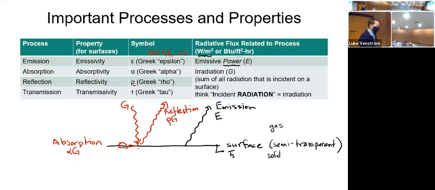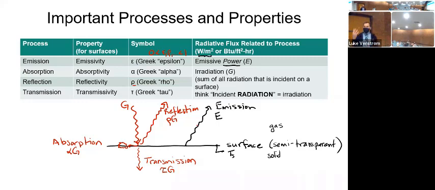The third possibility is that the energy just moves through the surface. That's called transmission. And the amount that's transmitted is given by the transmissivity. If you multiply by G, that is the transmitted energy, tau times G.